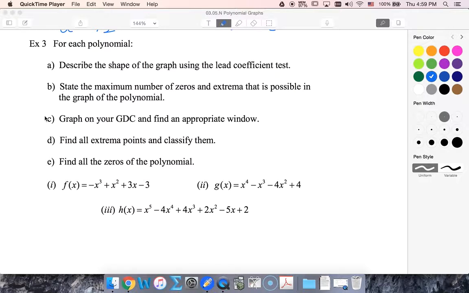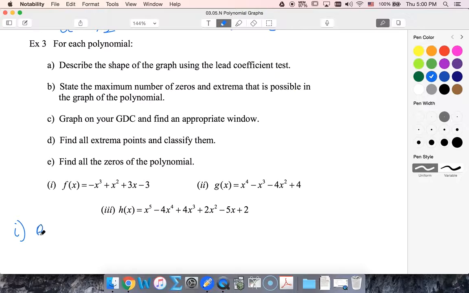All right, I'm going to talk you through one of these. Actually, maybe we'll do two and see how we can use our ideas of factoring for one of them and use our GDC thoroughly for the other. So for each of these polynomials, I'm going to do these 5 steps. So let's start with polynomial 1, our f of x. So describe the shape of the graph using the lead coefficient test.